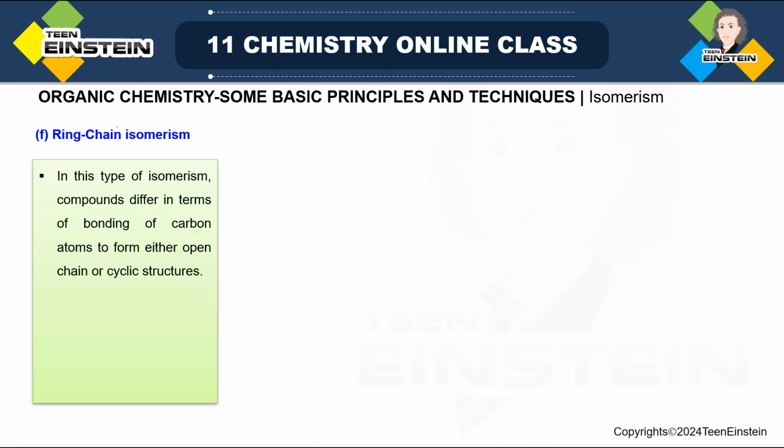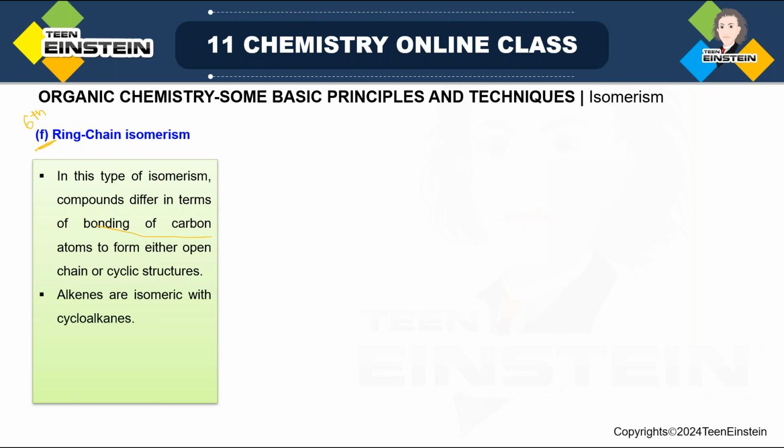And the last type, F, that means the sixth type of structural isomers. Though it is not very common, we should still know it. As the name suggests, ring and chain, the molecular formula will be the same, but it can have a cyclic structure or an open structure. So they will differ in terms of bonding of carbon atoms to form either an open structure or a cyclic or ring structure.